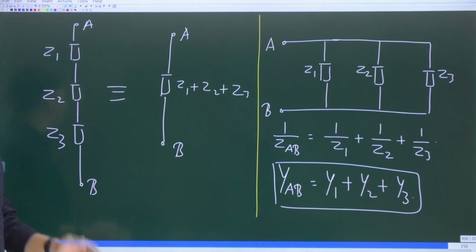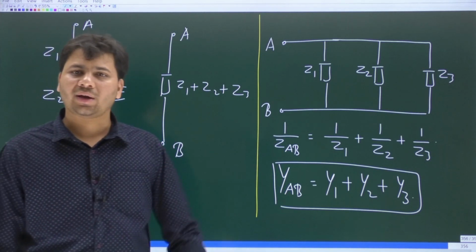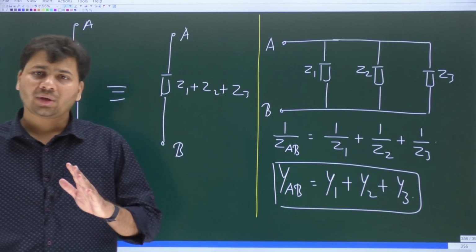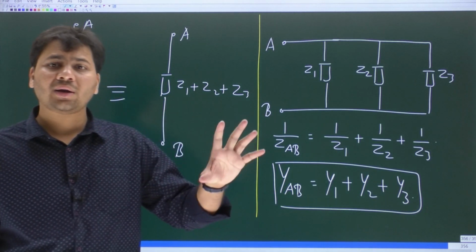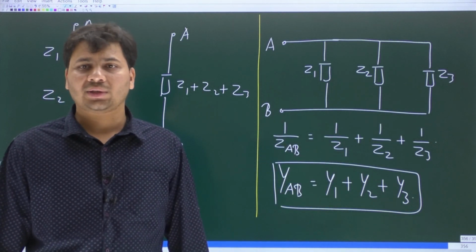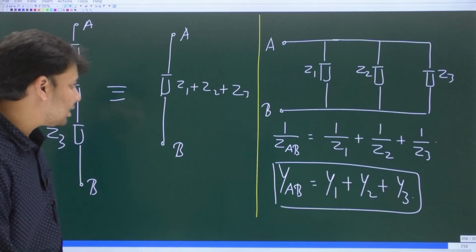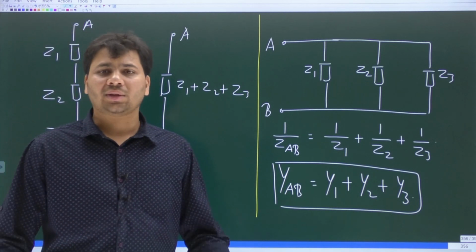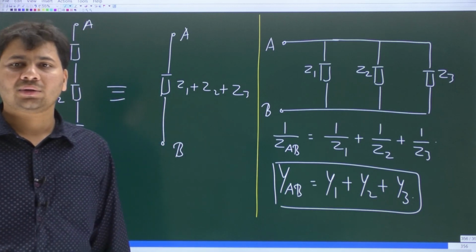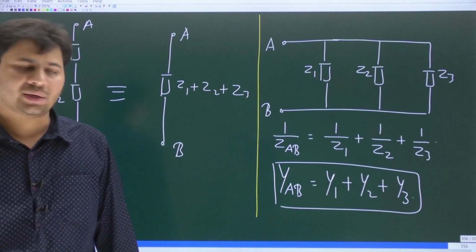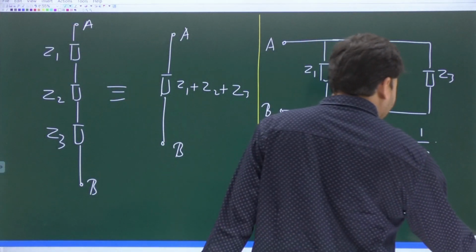In series, we can add the impedances. Again, an extremely trivial point. So in parallel, it is easier to find the overall admittance by simply adding the various admittances connected in parallel. And in series, it is easier to find the net impedance, and that is by simply adding all the impedances connected in series. I hope this point is clear. We'll take up one more example.